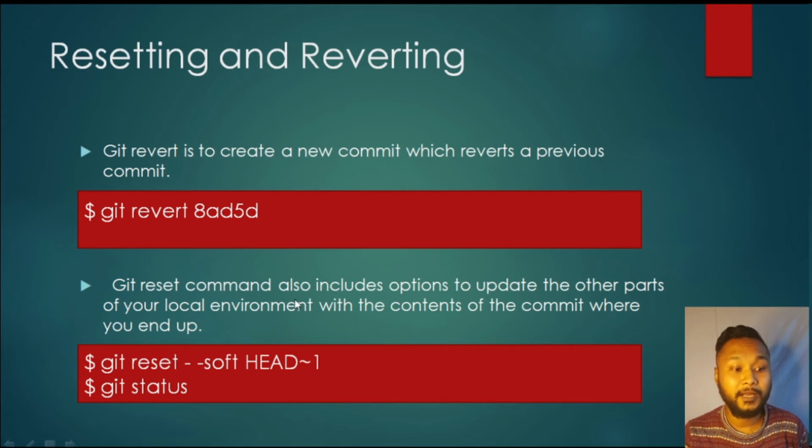The git reset command also includes an option to update the other parts of your local environment with the contents of the commit where you end up. So you can reset it with either git reset --soft and head number, or you can also do it via git reset --hard head number. You can also check the status of what you are going through by using git status, and you can also check all of the commit logs and history by using git log.